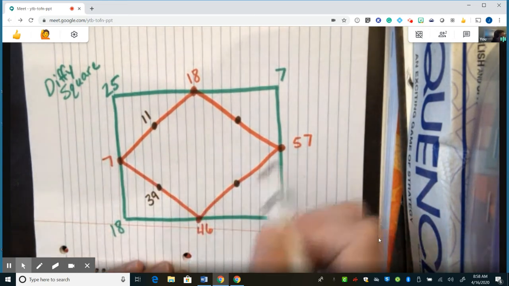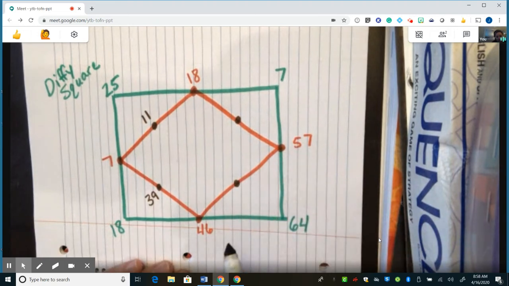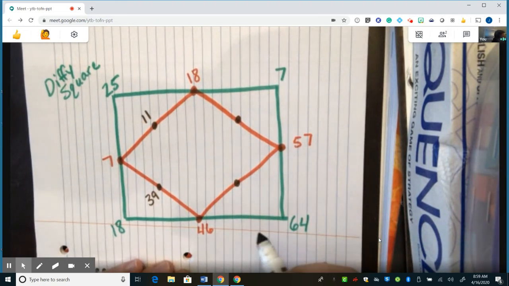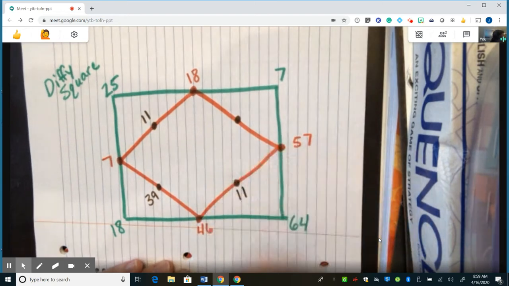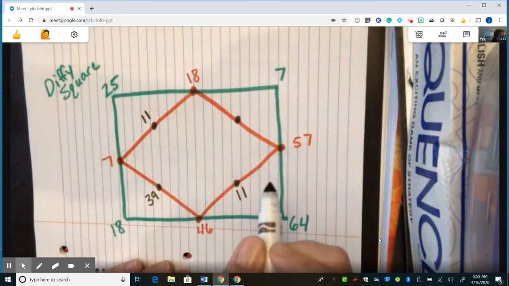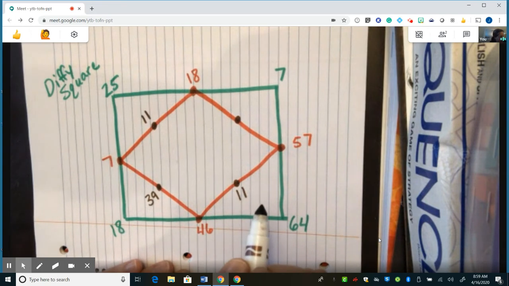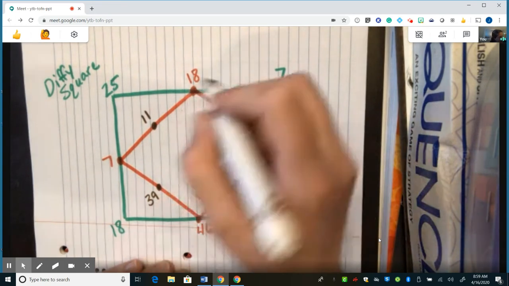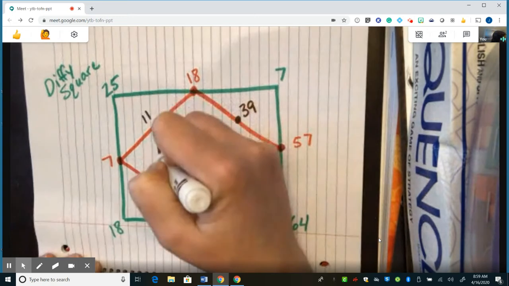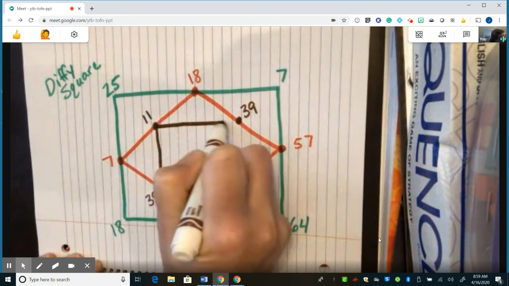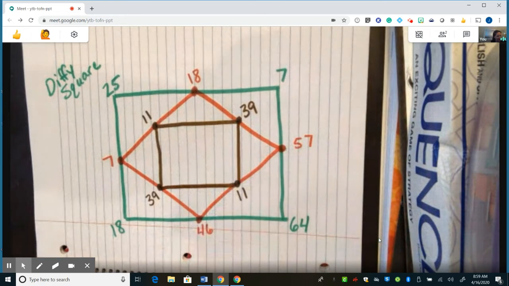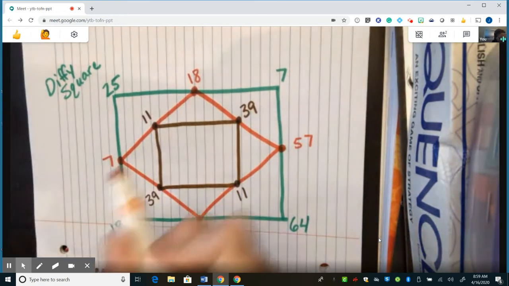I want to find the difference here between 46 and 57. That's 57 minus 46, and that would be 11. And I want to find the difference between 57 and 18. I'm going to take away 20 instead of 18. That's going to get me 37, and add 2 back. That's going to get me 39. So I'm going to make a new square again. Some of you may notice something about the numbers on this new square that I'm creating here. And I'm going to repeat again.